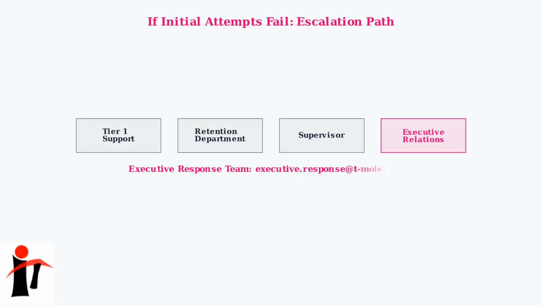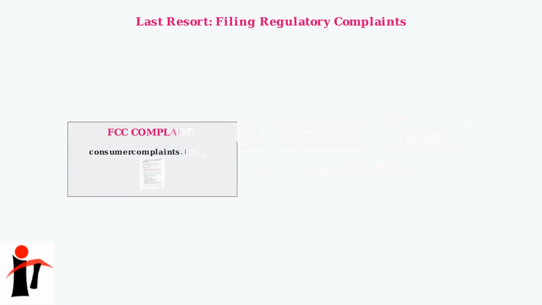You can contact the executive response team directly at executive.response@tmobile.com. This team has the highest authority to resolve customer issues. As a last resort, you can file regulatory complaints.